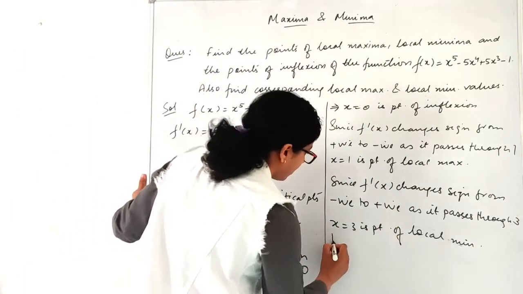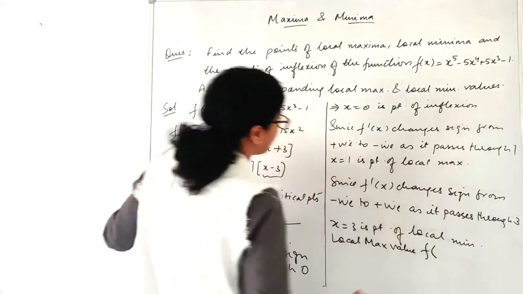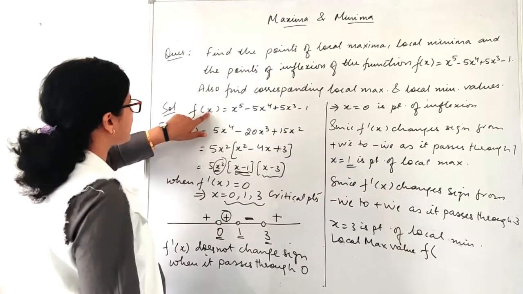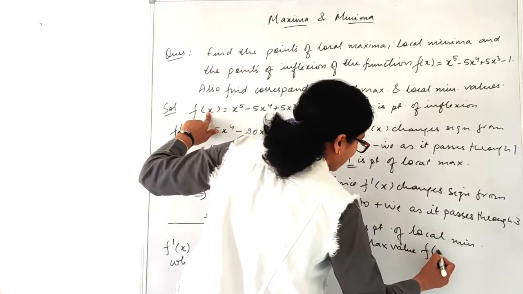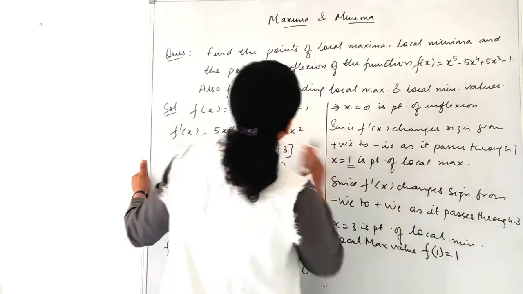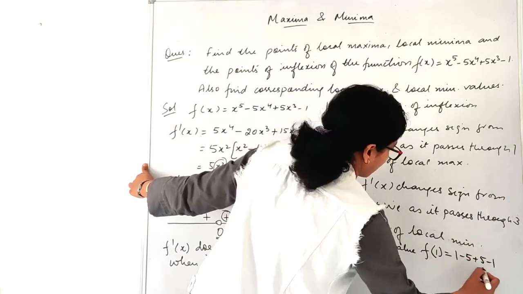So local maximum value is nothing but f(1). Substitute 1 in the function, not in f dash x. In the function you have to substitute f(1), which is nothing but 1 to the power 5 is 1, minus 5 plus 5 minus 1, which is 0.